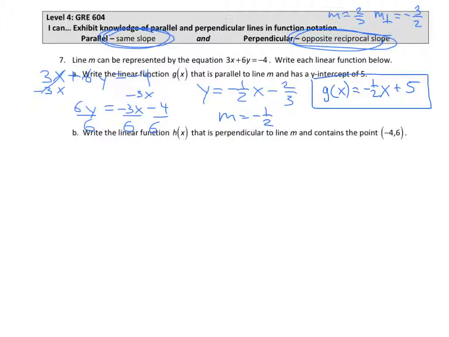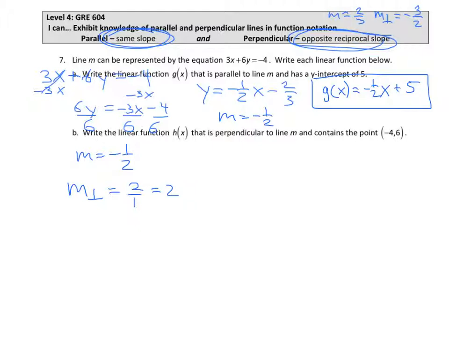In part B, we want to write a linear function, h of x, that's perpendicular to line M and contains the point -4, 6. The slope of line M was -1/2. The perpendicular slope is going to be the opposite reciprocal. Since my original line had negative slope, my new slope is going to be positive, and it's going to be the reciprocal, so I flip the fraction, and we get positive 2/1, or just 2.